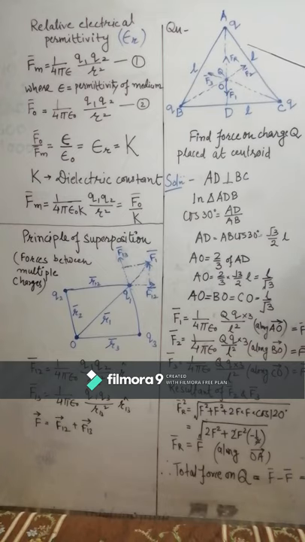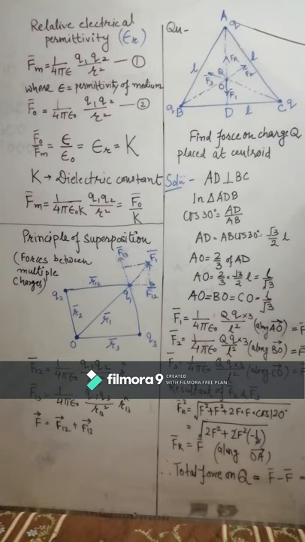Here is a question. Three charges of same magnitude and same polarity are situated at the vertices of an equilateral triangle having side L. Okay? Q, Q, Q at three points A, B, C. We have to find force on charge Q, which is placed at the centroid of this equilateral triangle.